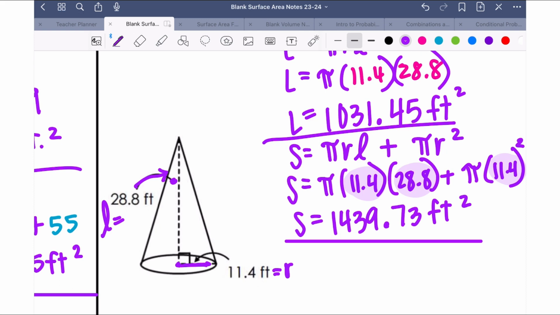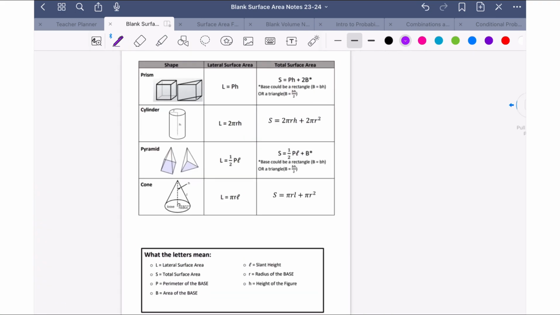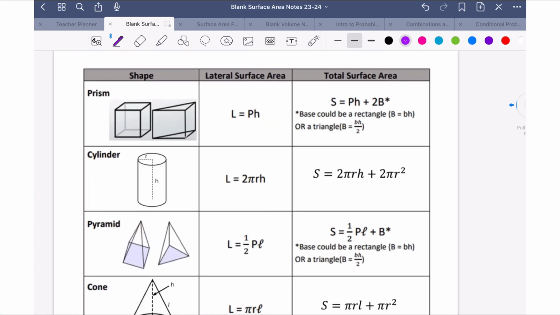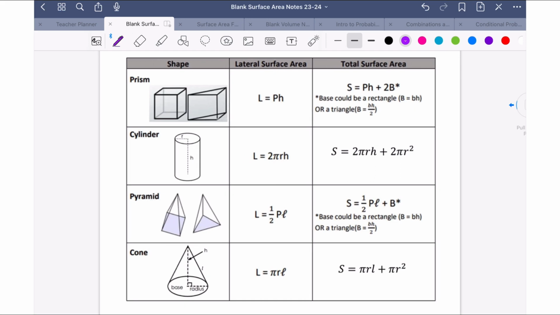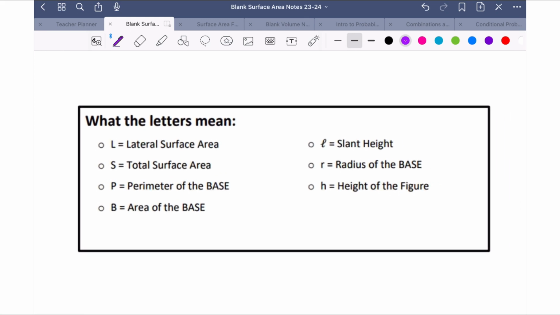Okay. All right, you should be very proud of yourself. You have seen all the 3D shapes now. If you look on the last page of your foldable, you have this organizer that I made for you to have all the formulas in one place. That way, when you are taking your test, just open up this anchor chart. And it also shows you what the letters mean.